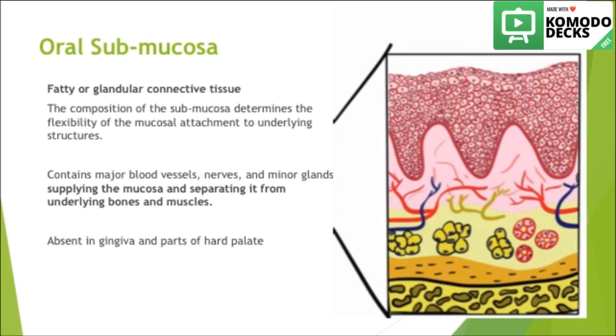Next is the oral submucosa, which consists of fatty or granular connective tissue. The composition of this connective tissue determines the flexibility of the mucosal attachment to the underlying structure. It can contain, as we can see here, the blood vessels, the nerves, minor glands, which supply the mucosa and separate it from the underlying periosteum and bone or muscle. This submucosa is absent in the gingiva and some parts of the hard palate.